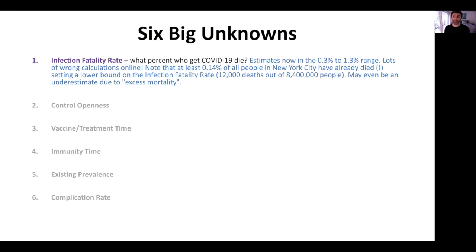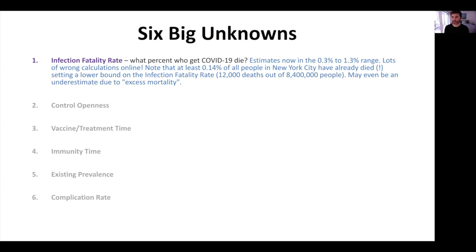Now, one thing that's really important to note is that already about 0.14% of people in New York City have died from COVID-19, of all the people in New York City. So that's over 12,000 deaths out of about 8.4 million people. And this might even be an underestimate because of so-called excess mortality, which is, if you look at how many people have died recently, it's actually substantially more people who are dying from things that are not being labeled as COVID-19 than you'd expect from normal. And so some of these deaths might actually be attributable to COVID-19, but we haven't properly attributed them. And this 0.14% number pretty much puts a lower bound on the infection fatality rate.